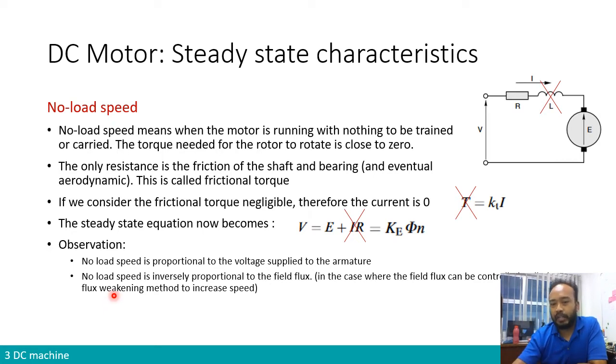But nonetheless, the thing that we need to understand here is that at no load in steady state, the voltage supply will be equal to the back EMF E. And of course, in the case where the torque is very small, because it's not completely zero, right? If it is very small, then the voltage will be slightly larger compared to the back EMF E. The back EMF E will be very close to the voltage supply if the motor is rotating with no load.